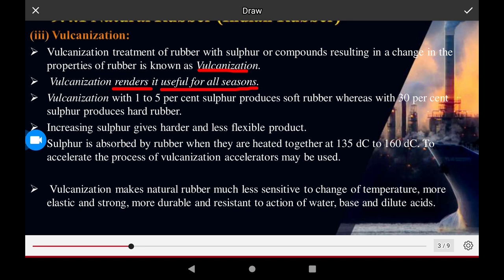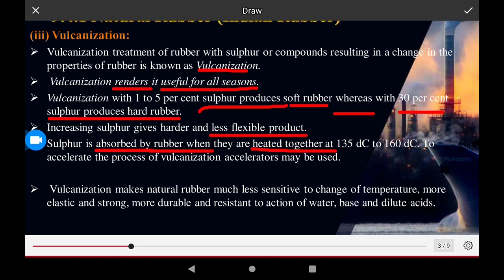Vulcanization with 1 to 5% sulfur produces soft rubber, whereas with 30% sulfur it produces hard rubber. Increasing the sulfur gives a harder and less flexible product. Sulfur is absorbed by the rubber when they are heated together.